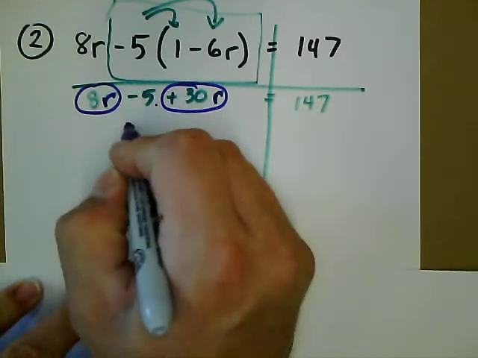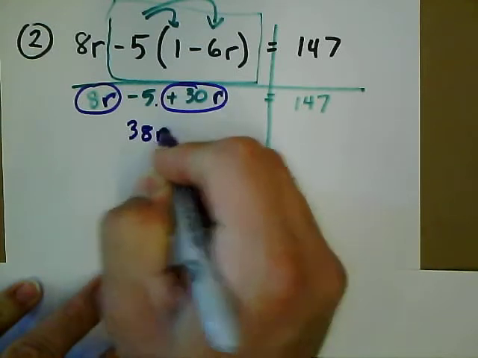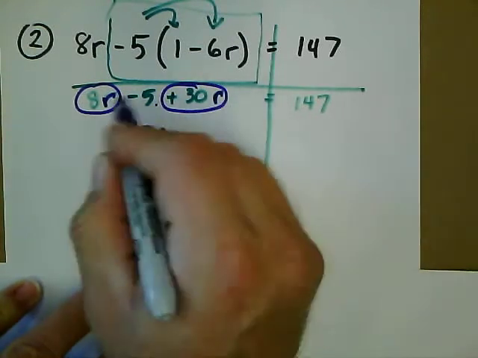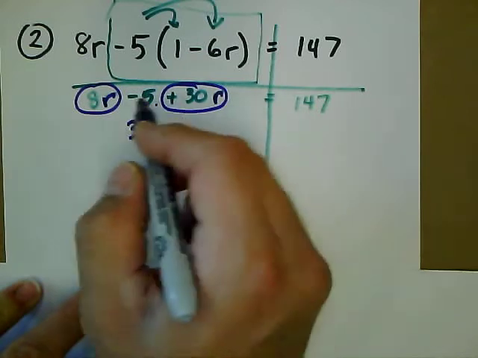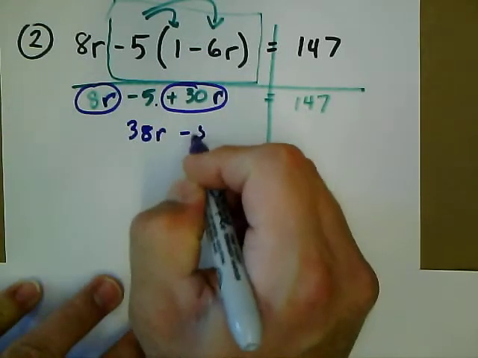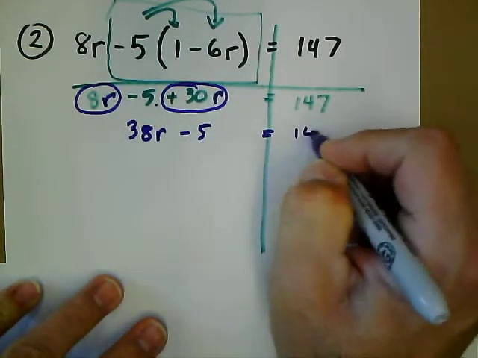So 8 and 30 is 38R. Remember, we don't add the R's together when we add. We just use the R. We add the coefficients, that's it. Bring down that minus 5, equals, and the 147.